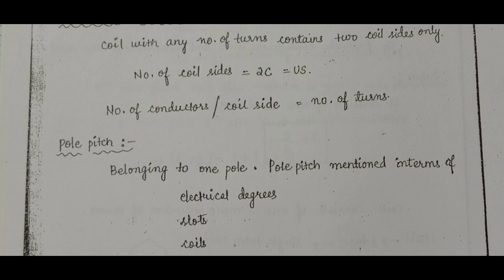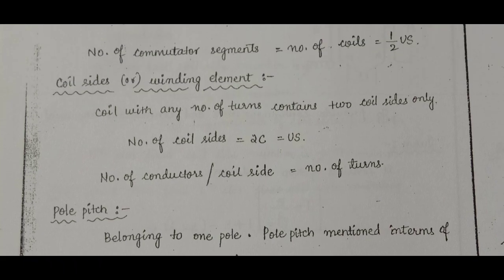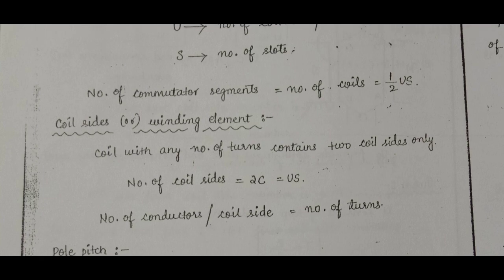2C means two coil sides, and US is the coil sides per slot. Number of conductors per coil side equals number of turns. It is very important in competitive exams.